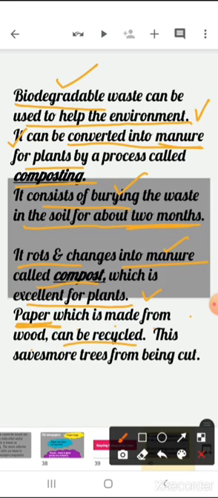Paper, which is made from wood, can be recycled. This saves more trees from being cut.